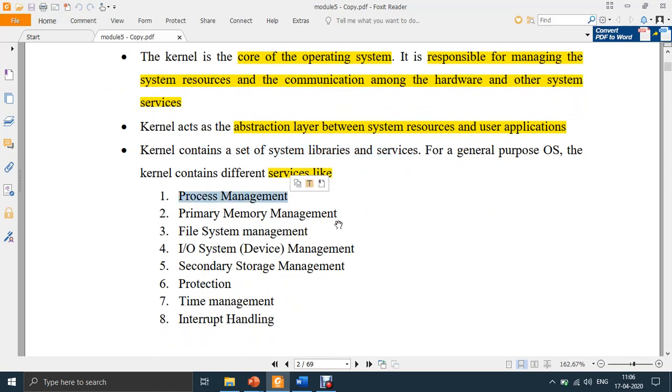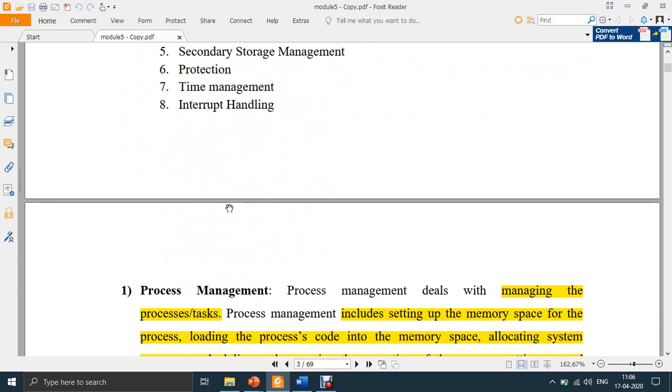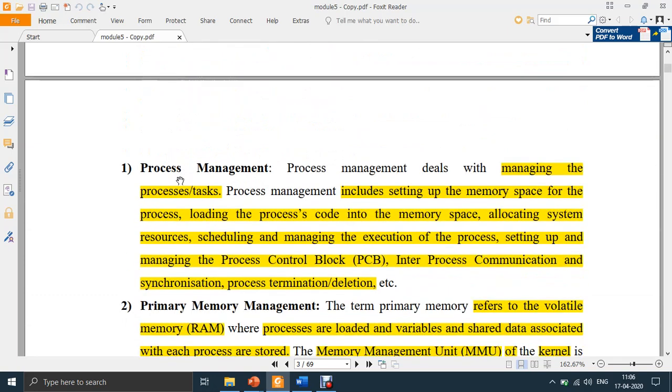The first service is process management, and first we shall discuss process management. This is the first service provided by the kernel. What will process management do? It deals with managing system processes or tasks. As I told, we do the operation in terms of tasks, not in terms of programs. Processes and tasks are used interchangeably as names, but we are dealing with tasks. So process management is this service of the kernel.